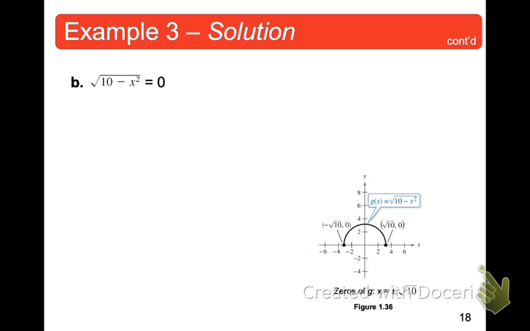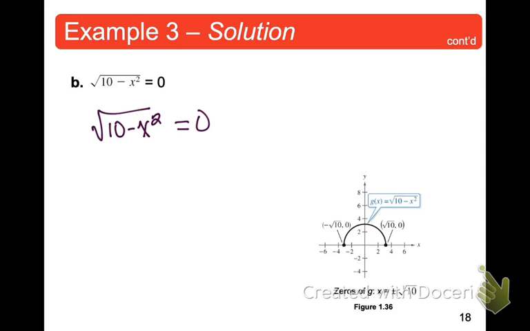Okay, our domain is from negative square root of 10 to positive square root of 10. That's our entire domain. Our range only goes up to this point right here. I don't think it's 3, but whatever point that is right there is where our range ends. It goes from 0 up to our height up here. We're going to set this equal to 0 and solve it, and the way that we solve this is we square both sides. So my first step is I've got the square root of 10 minus x squared equals 0.